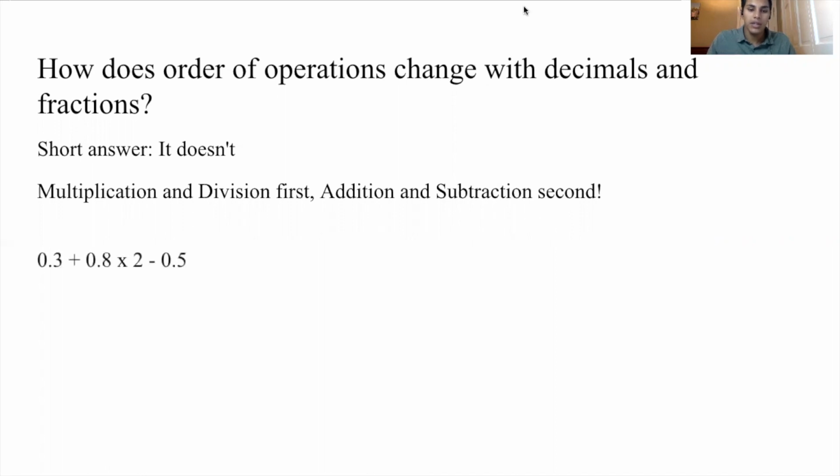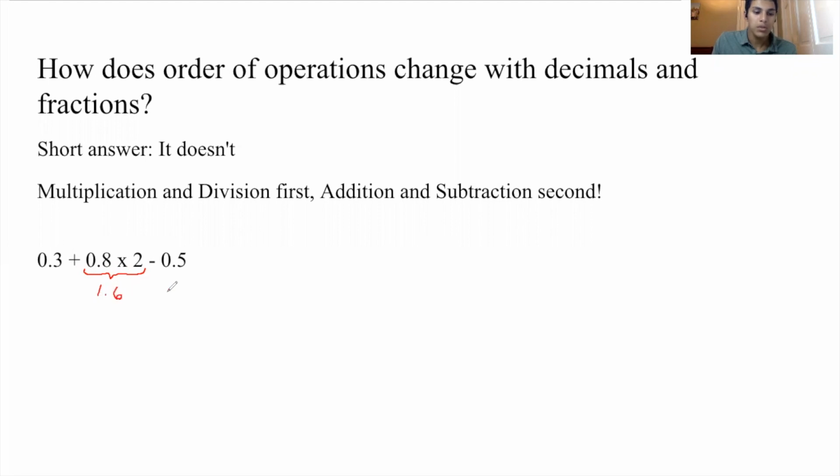So the first one is 0.3 plus 0.8 times 2 minus 0.5. With our order of operations, we know that we do multiplication first. So let's do this section first, 0.8 times 2, because the other two operations that we have are addition and subtraction, and our order of operations tells us those come second. So 0.8 times 2 is 1.6.